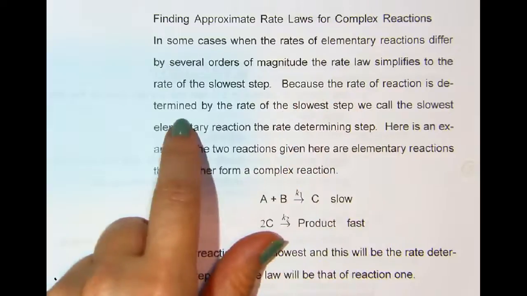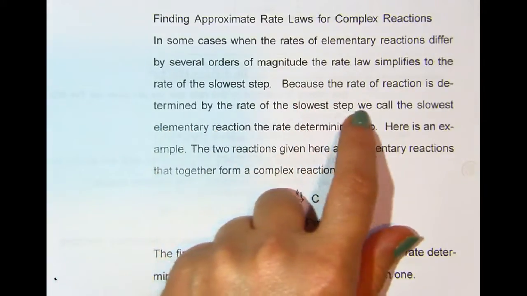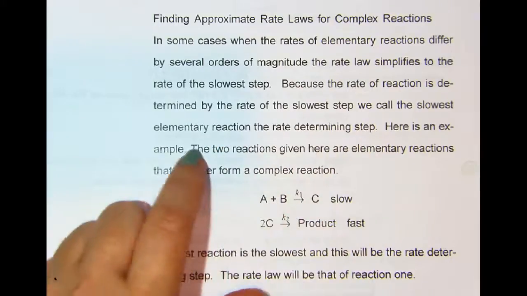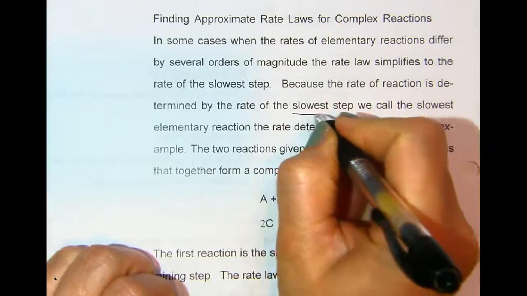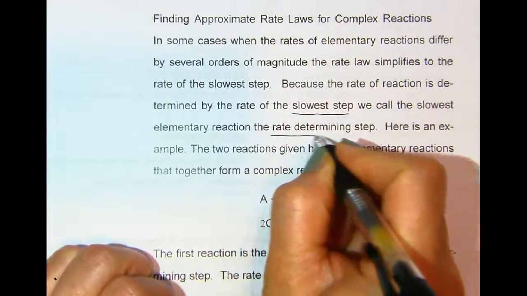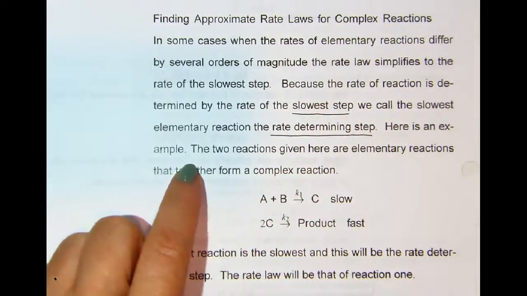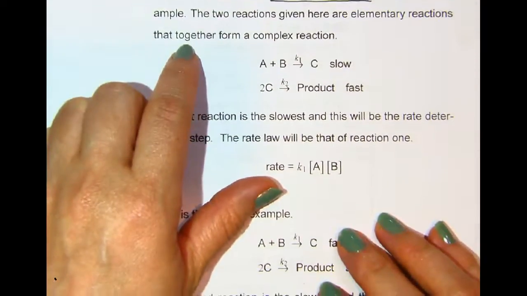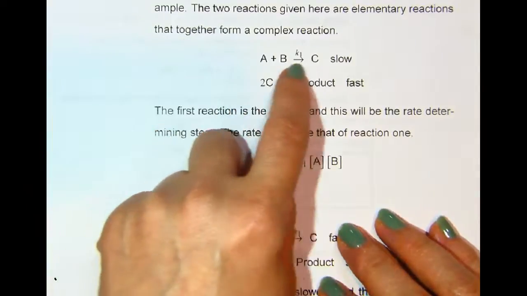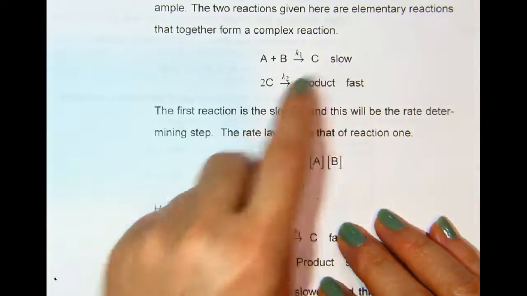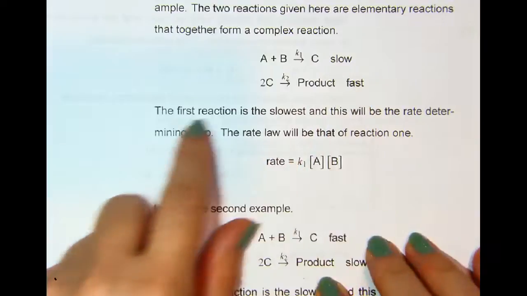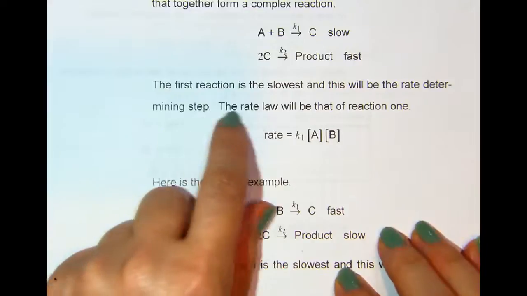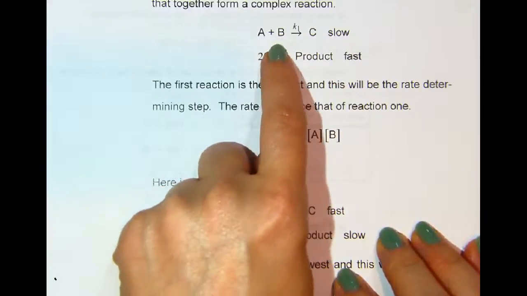Because the rate of the reaction is determined by the rate of the slowest step, we call the slowest elementary reaction the rate determining step. And so we want to always look for the slowest step, and that will be the rate determining step. Here's an example. The two reactions given here are elementary reactions that together form a complex reaction. The first one occurs the slower, and the second one occurs fast. The first reaction is the slowest, and this will be the rate determining step. So we write the rate law based on the slow step.